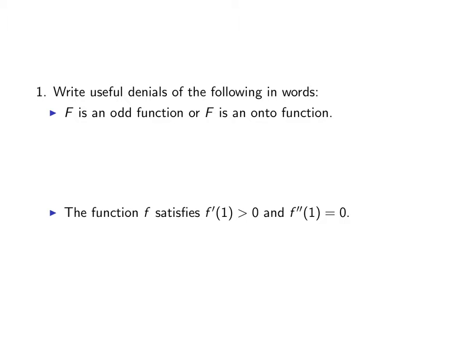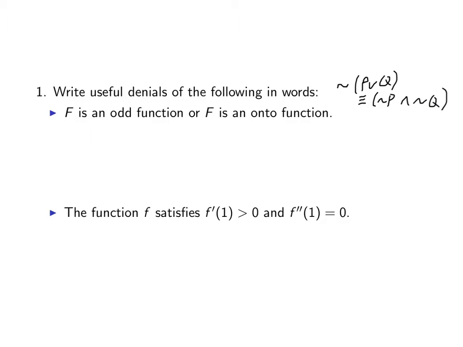Alright, so the first thing was you were supposed to write useful denials of the following words. F is an odd function or F is an onto function. Now, the typical useful denial of an OR statement is given by De Morgan's law, like so. Not (P or Q) is the same as not P and not Q. The only way that P or Q or both can be false is if both of them are false.